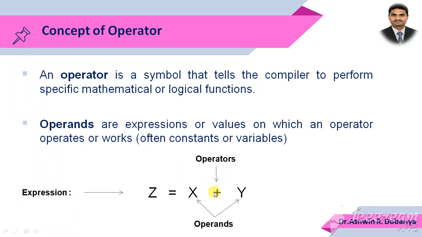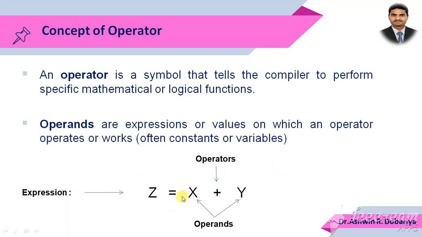Now what are operands? An operator generally performs its operations on variables, constant values or expressions. That variable, constant value or expression is known as an operand. So operands are the expression or value on which an operator operates or works. Often that is a variable or a constant. And the combination of operators and operands is known as an expression, right?